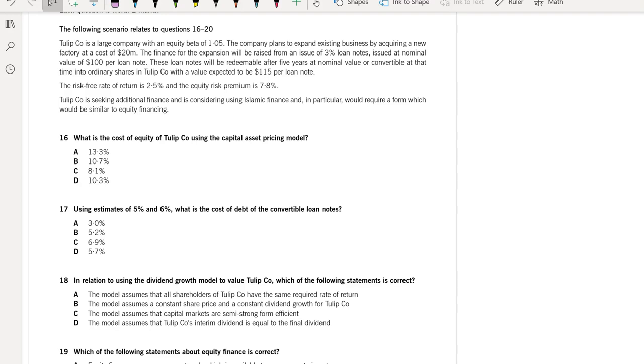In today's session, we will discuss the first OT case of March-June 2019 attempt question. Let's start with the scenario.